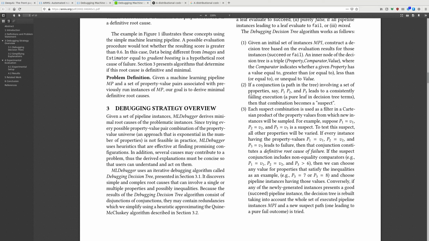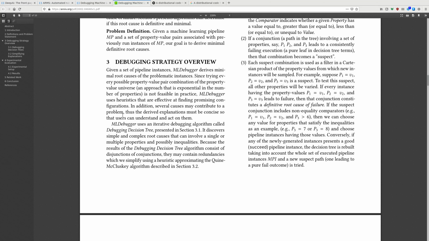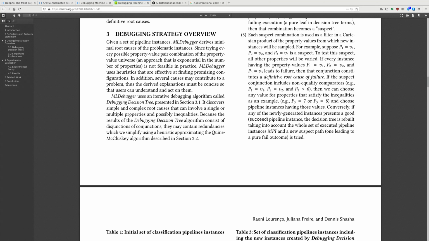An inner node of the decision tree is a triple: property, comparator, value, where the comparator indicates whether a given property has a value equal to, greater than or equal to, less than or equal to, or unequal to the value. Two, if a conjunction path in the tree involving a set of properties P1, P2, and P3 leads to consistently failing execution, a pure leaf in decision tree terms, then the combination becomes suspect. Each suspect combination is used as a filter in the Cartesian product of the property values from which new instances will be sampled.